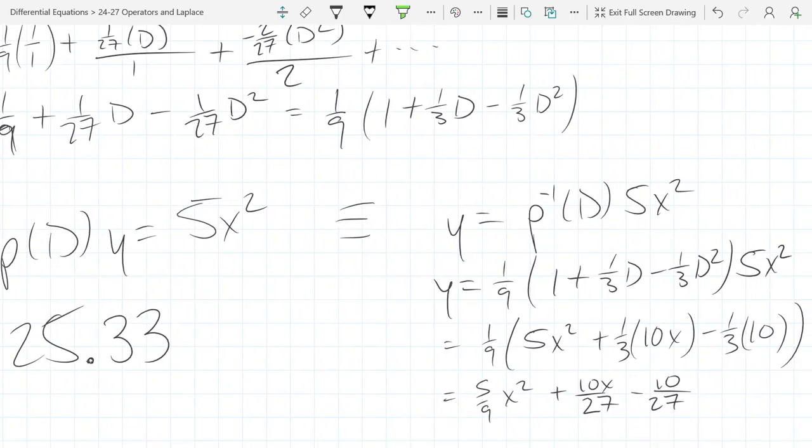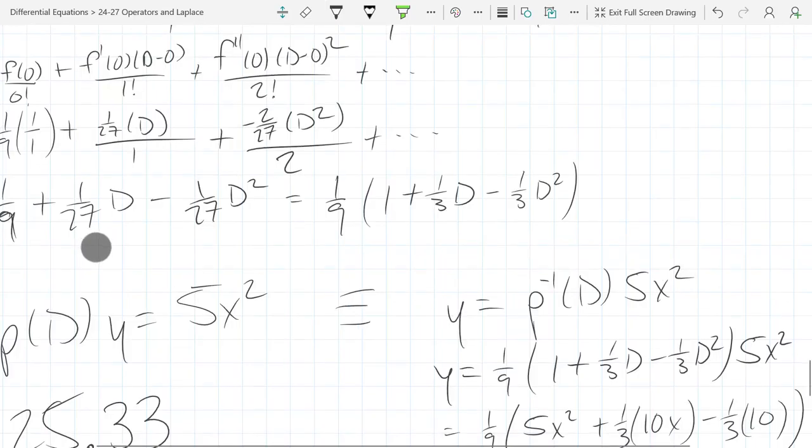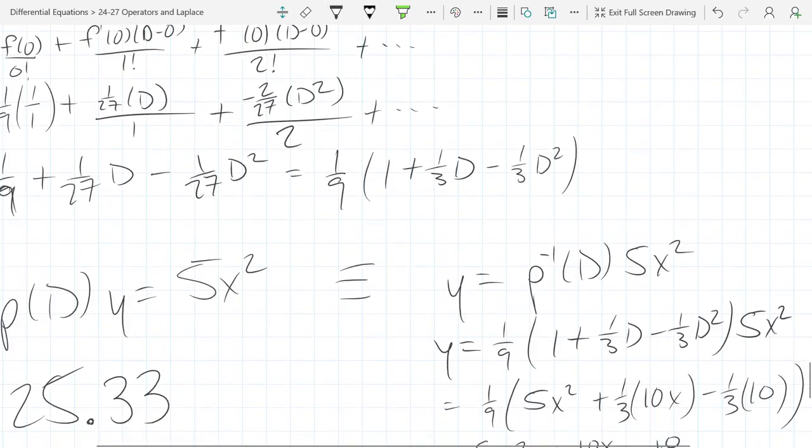So why did we stop at the second term? Obviously, in the Taylor series, there's a third term, fourth term, fifth term. The reason is we're applying it to 5x squared. No matter what coefficient is in front of d cubed, what would you get on the third derivative? Zero. So whether it was zero d cubed or a million d cubed, you get the same thing. So I don't need the d cubed term to apply it here. And the same thing, d to the fourth, I don't need d to the fifth. So that's why we got to stop here.